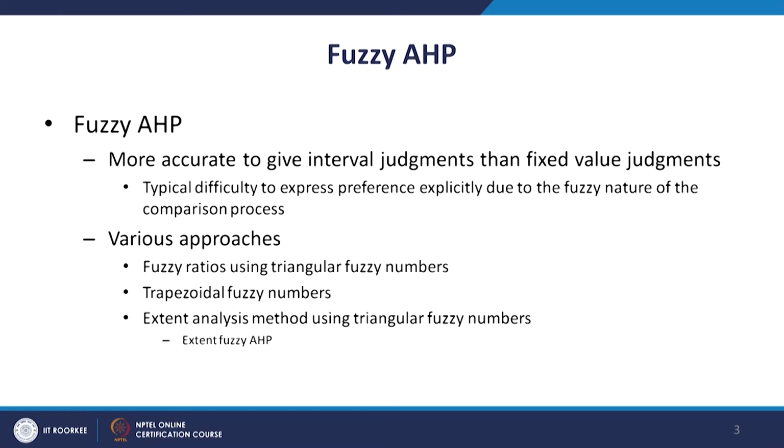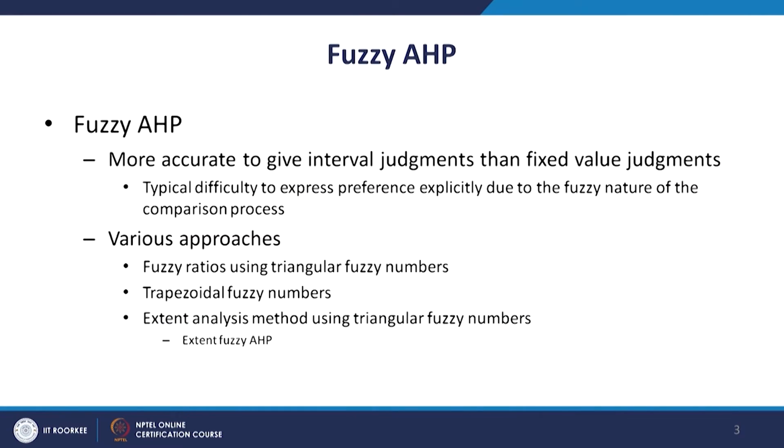As mentioned in the slide, there is typical difficulty in expressing preference explicitly due to the fuzzy nature of the comparison process. The way comparison is performed between two objects or elements might be difficult. So, fixed values might be very difficult to specify. Therefore, interval judgments can actually be used.